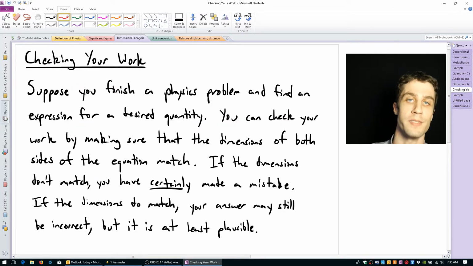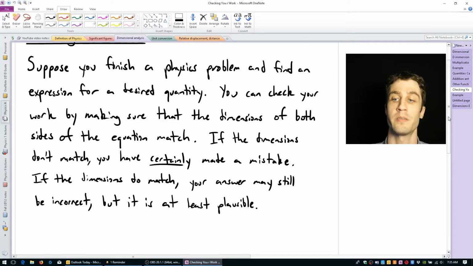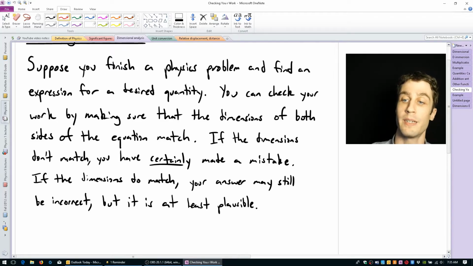Why do I want you to know all of this? Well, primarily, dimensional analysis is a very useful tool for checking your work. So suppose you finish a physics problem and you find an expression for a desired quantity. Well, you can check your work by making sure the dimensions of both sides of the equation match. If the dimensions don't match, you have certainly made a mistake. I guarantee that you have made a mistake if your dimensions do not match and if you've done your dimensional analysis correctly. If the dimensions do match, your answer may still be incorrect, but it is at least plausible.